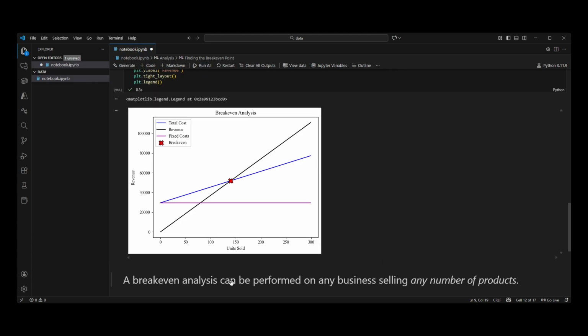The cool thing about this analysis is it can be performed on any business selling any number of products. So if you have 45,000 products, you can still do this same analysis and find the break even. It just becomes significantly more complex.